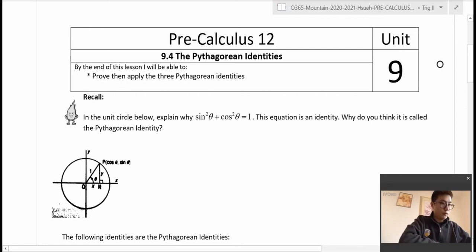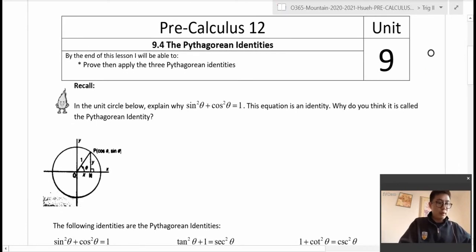All right, welcome back to 9.4. We are moving on to different identities today. We're looking at Pythagorean identities. You might have seen this before in pre-calc 11. We'll see, but it's not something that's totally new. I guess I might have introduced this to you anyways in the past.